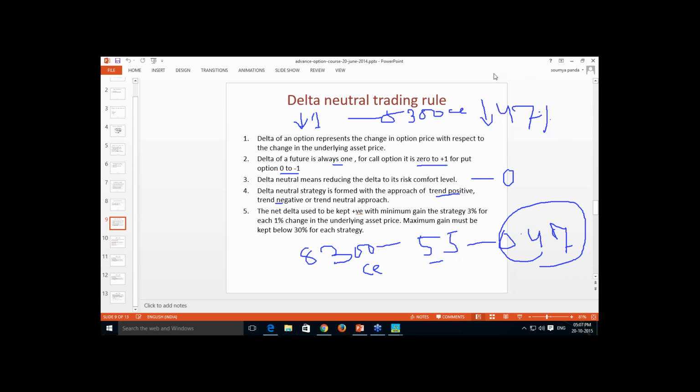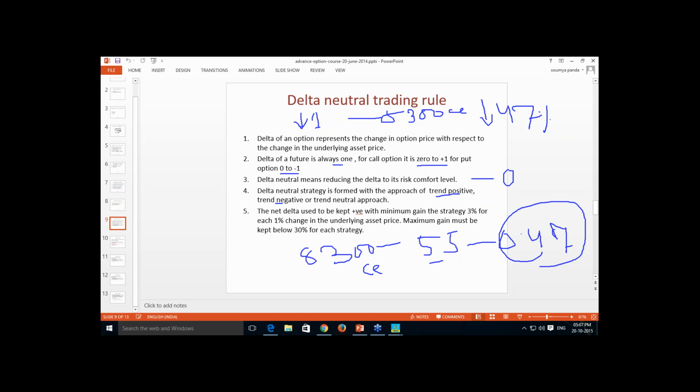Whenever we wish to make profit from a range bound trade, then we have to form a strategy with net delta to be 0 or near 0 level. So based on our objective, we have to keep this delta neutral's net delta level in our risk comfort level. So delta neutral strategy means keeping the net delta at a level which is comfortable to us. So that is what delta neutral means.